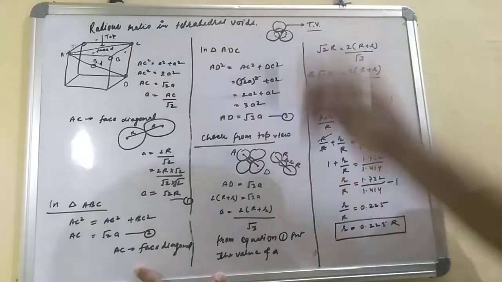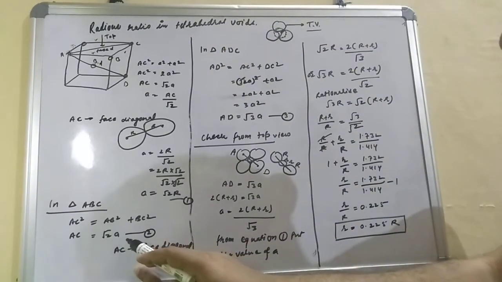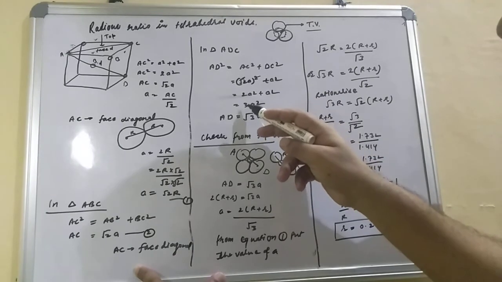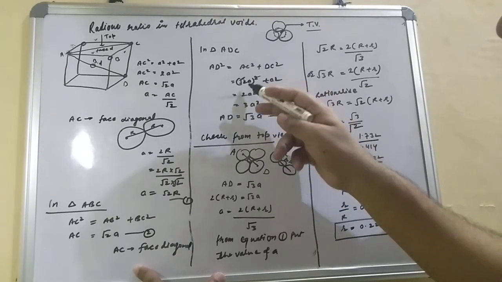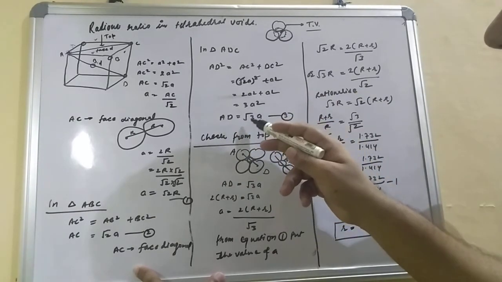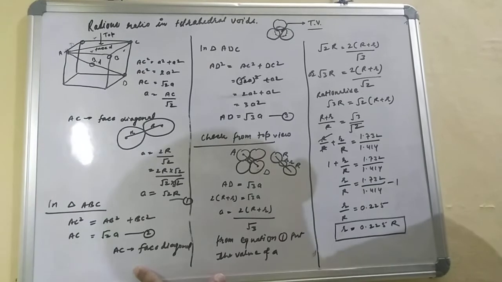AC we have already calculated here as root 2 a. So root 2 a whole square plus a square, the root and square will cancel out, so 3 a square. So AD is equal to root 3 a. This is equation number 3.